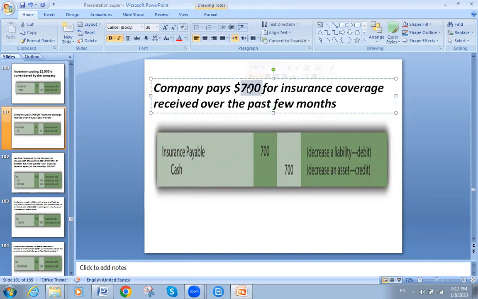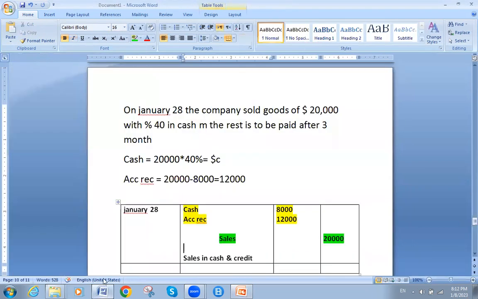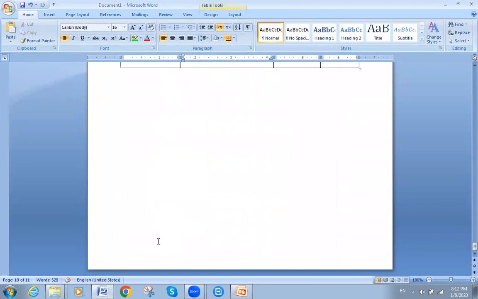Actually, because we already paid 700, the cash is down. When cash is down, that means a decrease in an asset, like you see here. So a decrease in an asset is credit. For that reason, the cash is credit. And the insurance payable is a decrease in the liabilities, and decreases in the liabilities are debit. So insurance payable $700 to cash, from insurance, 700 into cash. We'll make one exactly like this for you, and you will do it by your hands, and I will help you to solve it, to work on it as well.